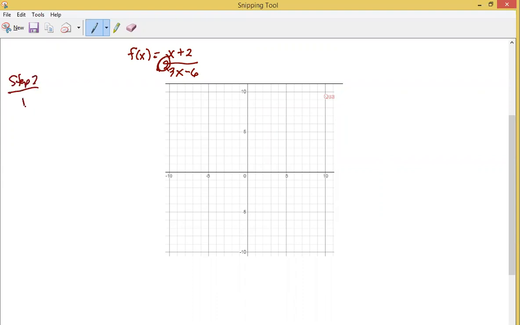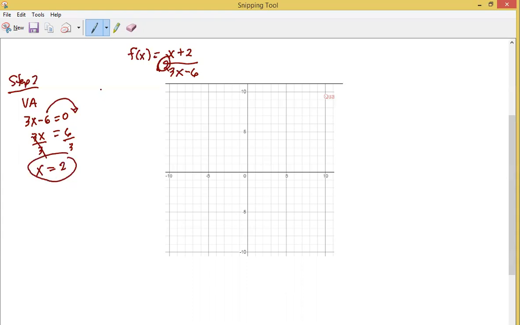Let's solve for a vertical asymptote. Remember, a vertical asymptote is based on the denominator. So we have 3x minus 6 equals 0. Do transposition. We'll have 3x equals 6 and divide both by 3. We'll get x equals 2.